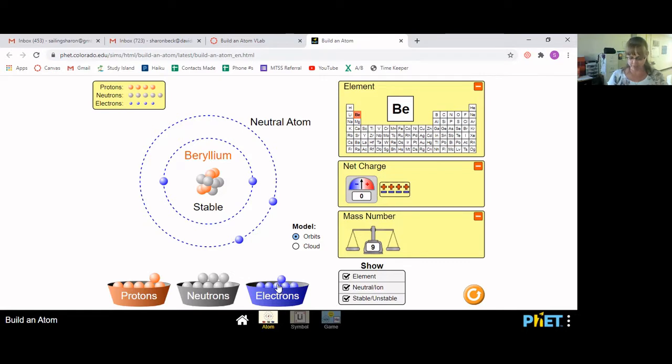So how many protons, neutrons, and electrons did you add? If you're having trouble counting them all crammed together, notice that up in the top left corner, they show you how many protons, neutrons, and electrons are included. Click on the Symbol tab at the very bottom of your screen. It's hiding right here.